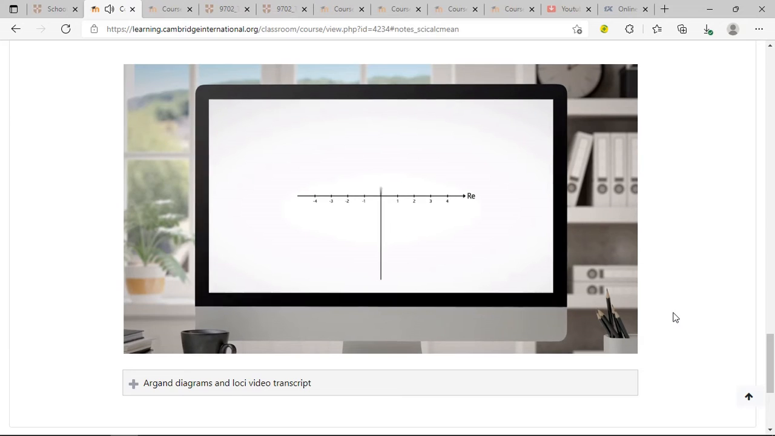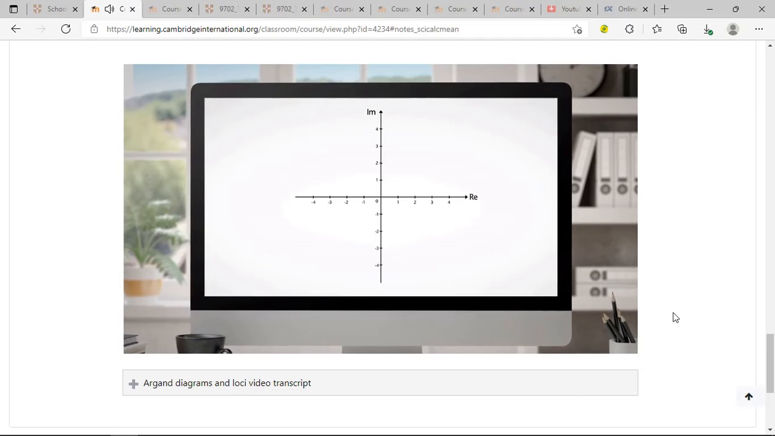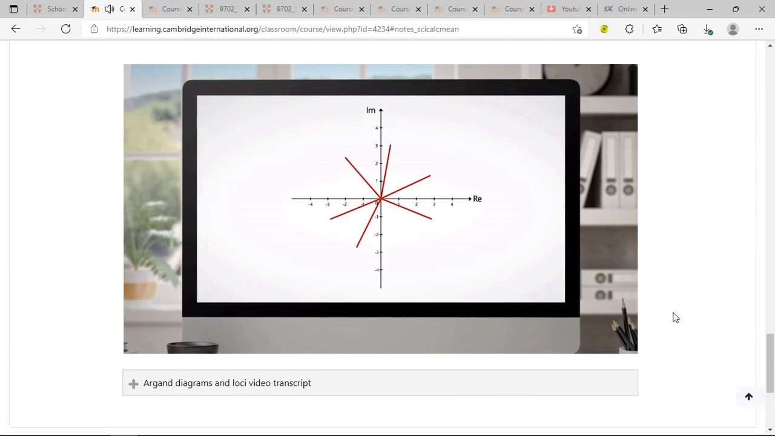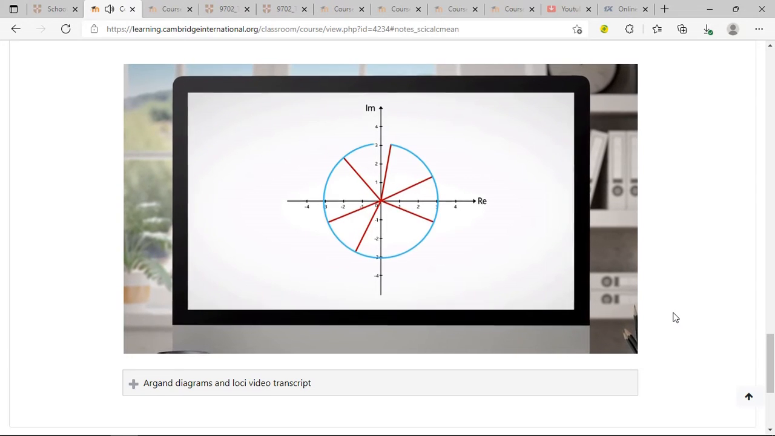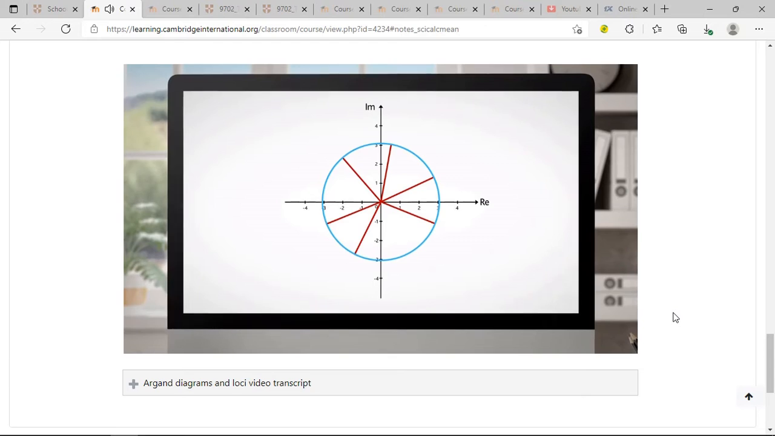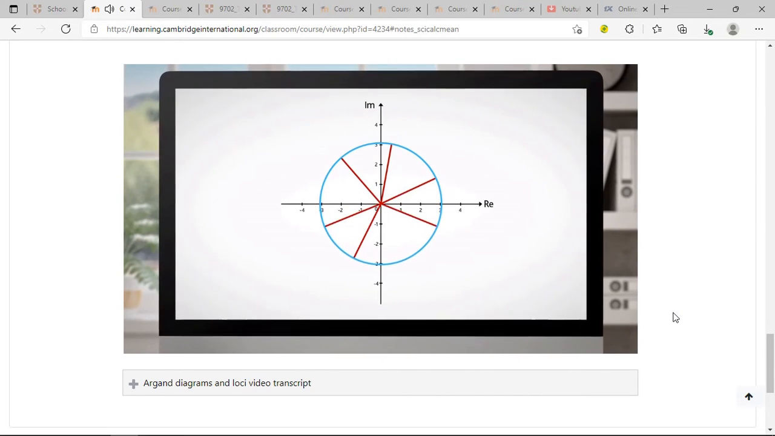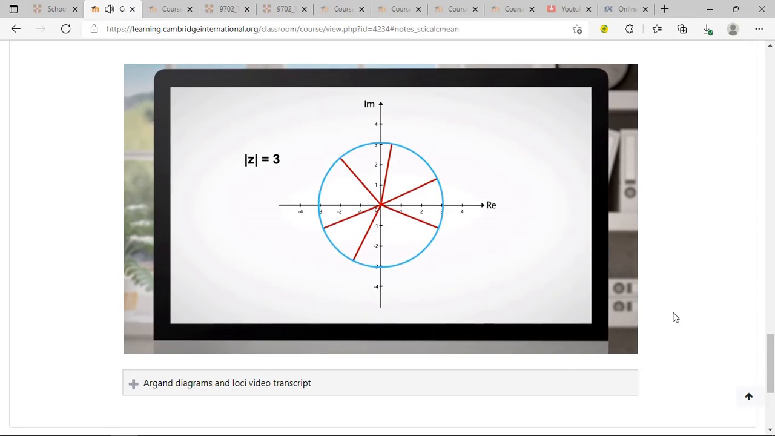Consider a complex number, w, whose modulus is 3. This statement means that w can lie at any point on the complex plane that is 3 units from the origin. You can describe this as a locus of points that are equidistant from the origin, in this case a circle of radius 3 centered at the origin. So this equation describes a circle of radius 3 at the origin.